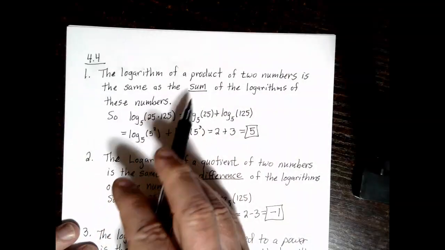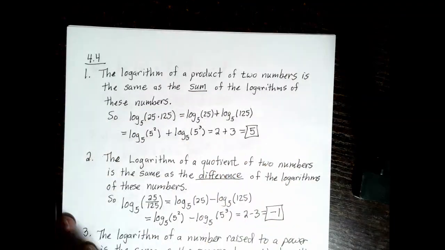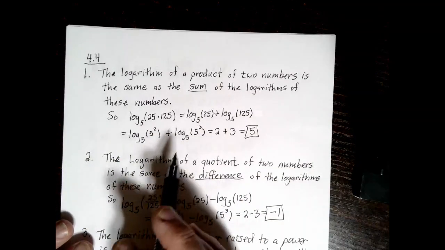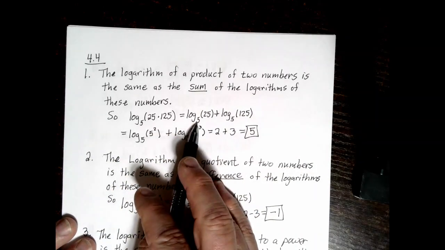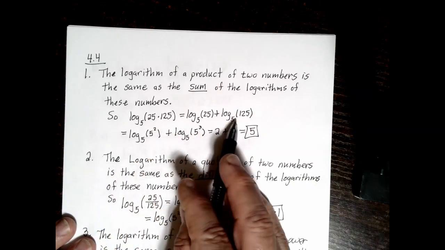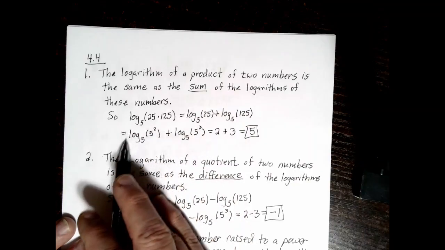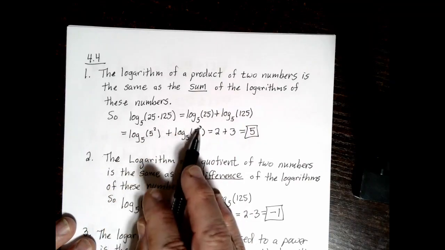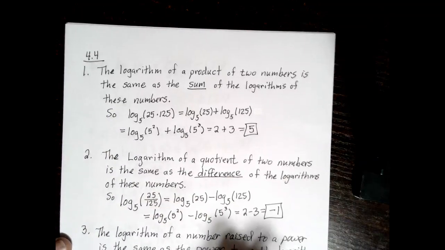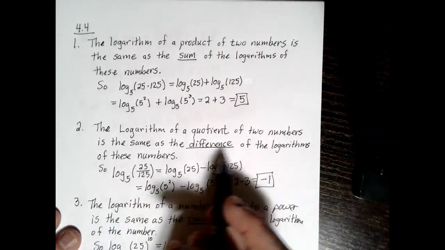So, the log of a product of two numbers is the same as the sum of the logarithms of these numbers. So log of multiplication equals addition of logs. And now, log base 5 of 25 is log base 5 of 5 squared. Log base 5 of 125 is log base 5 of 5 cubed. So that reduces to a 2, that reduces to a 3, so the answer is just 5.